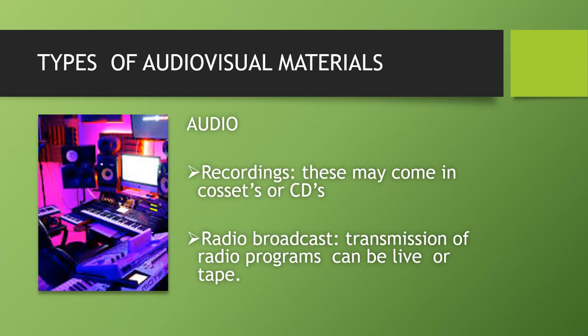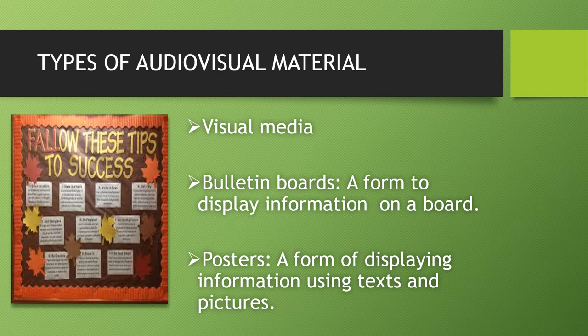So next, audio recordings. This may come in cassettes or CDs. Radio broadcast: transmission of radio programs, which can be live or taped. So visual media, as I have said a while ago, bulletin boards: a form to display information on a board. As you can see, there's a picture beside the sentence that I have made. Those were examples of visual media. It is a visual aid. Posters: a form of displaying information using text and pictures.